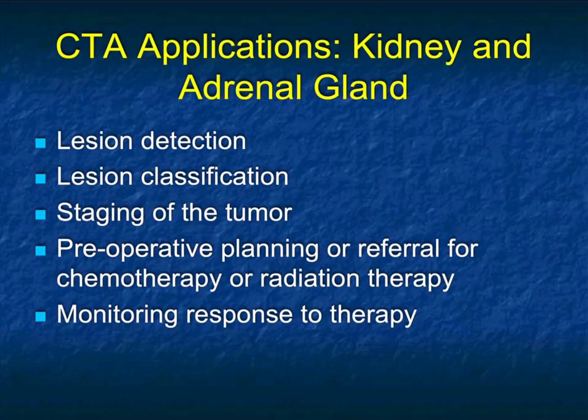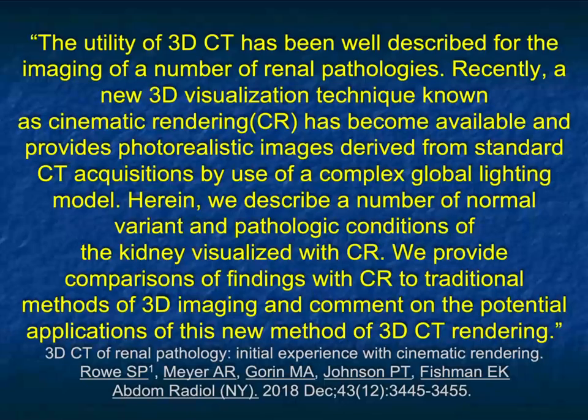CT angiography is a very good way of creating maps for the surgeon to determine who is and who is not a partial nephrectomy candidate. So that indeed can prove to be very, very helpful. So things we look at: lesion detection, classification, staging, preoperative planning, and monitoring response to therapy. Now, obviously, CT angiography, not only in kidney and adrenal, is good for monitoring response for therapy, but that's true with any of the tumors I've mentioned today or on prior talks.